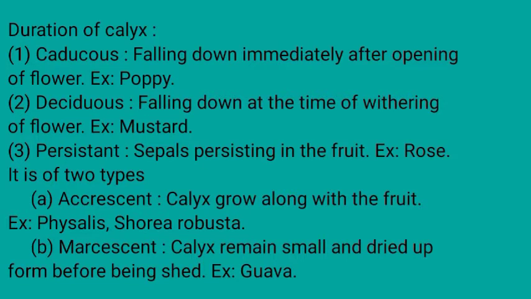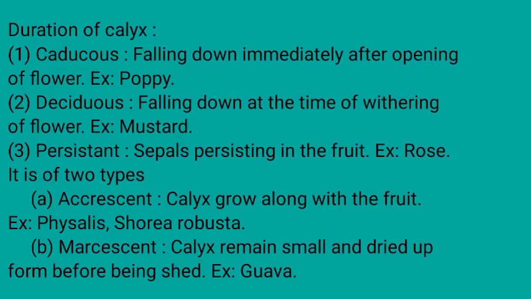Caducous calyx, falling down immediately after opening of flower. Example, poppy. Deciduous calyx. In this type, calyx falls down at the time of withering of flower. Example, mustard. Persistent calyx. In this, calyx or sepals persist in the fruit. Example, rose. Persistent calyx is again classified into two types, accrescent calyx and marcescent calyx.